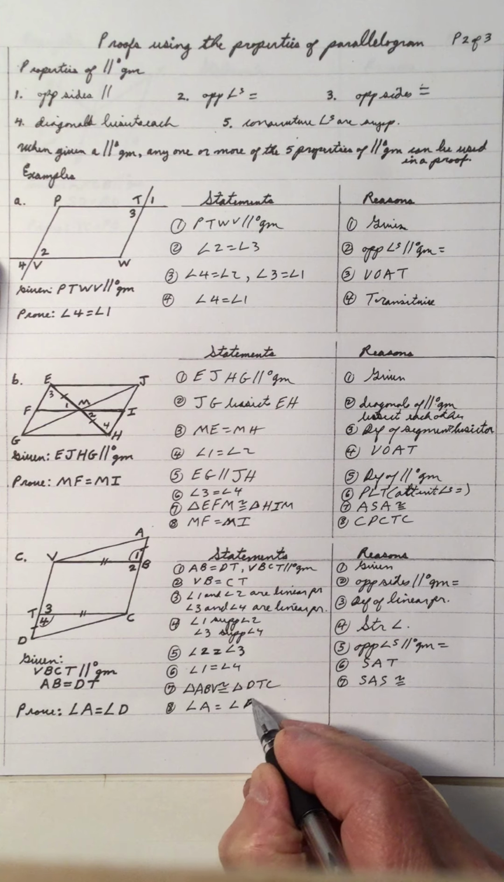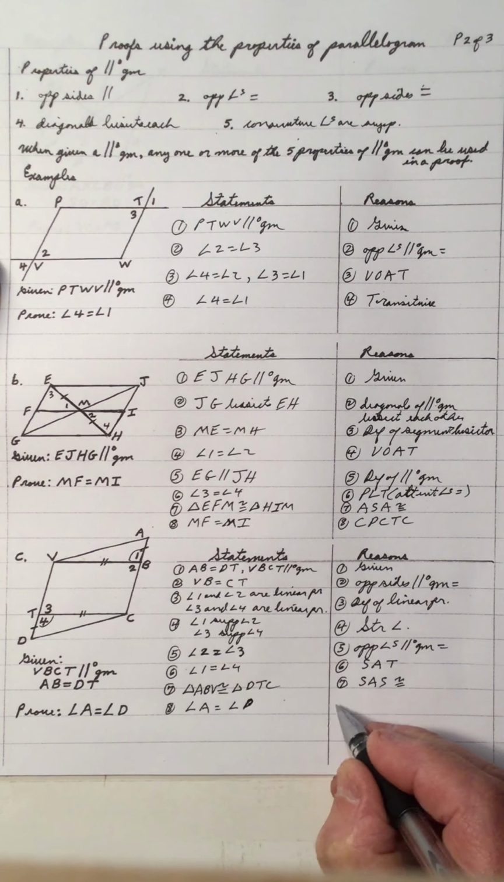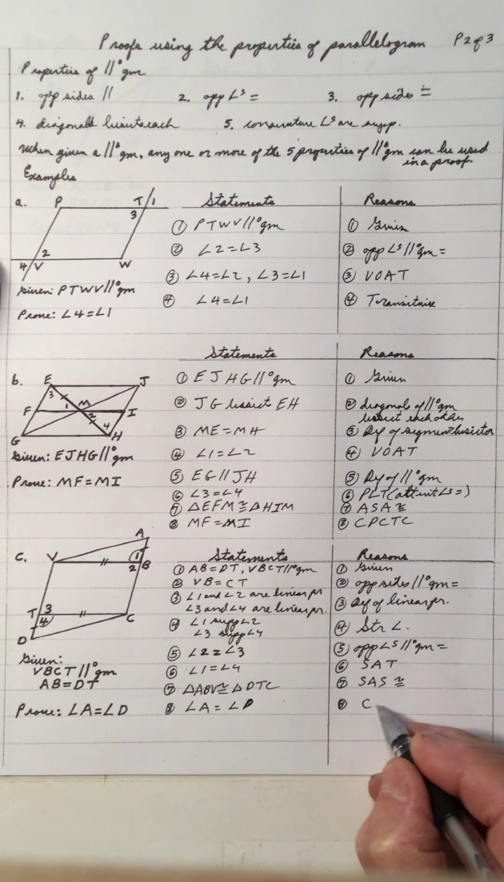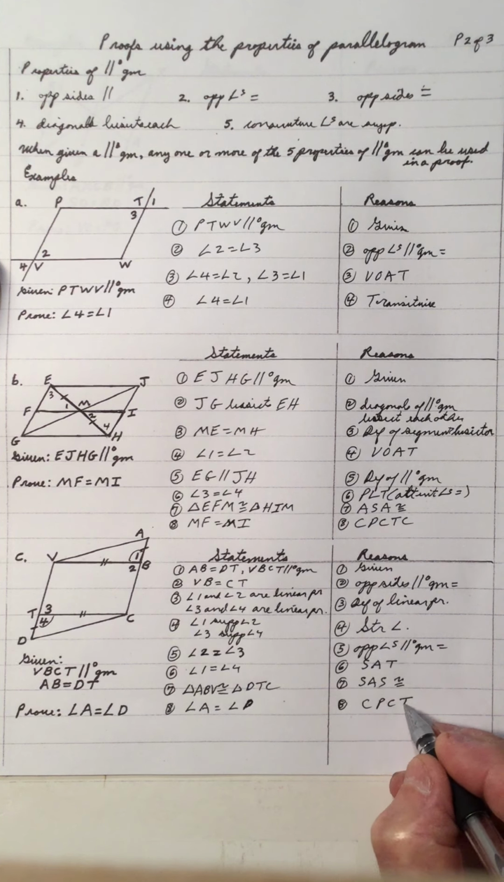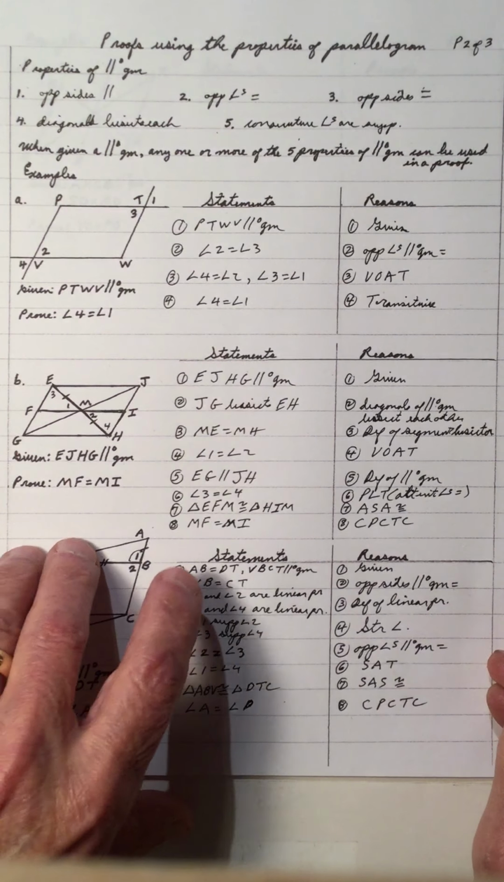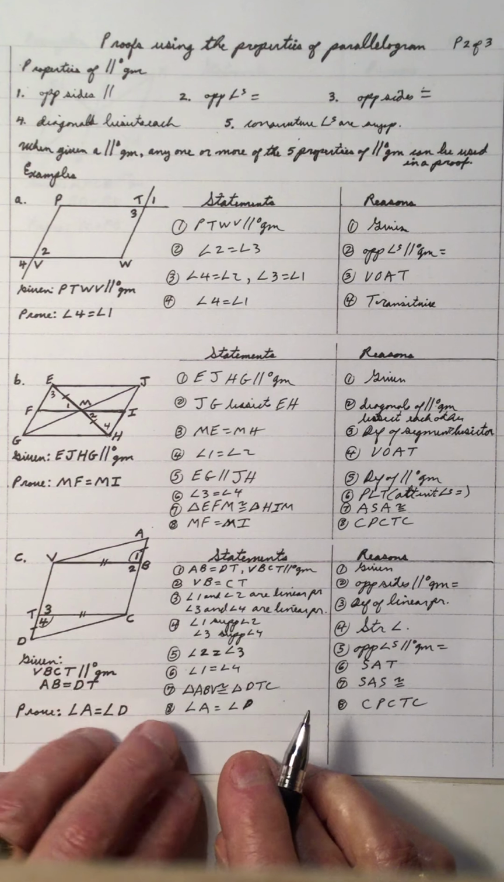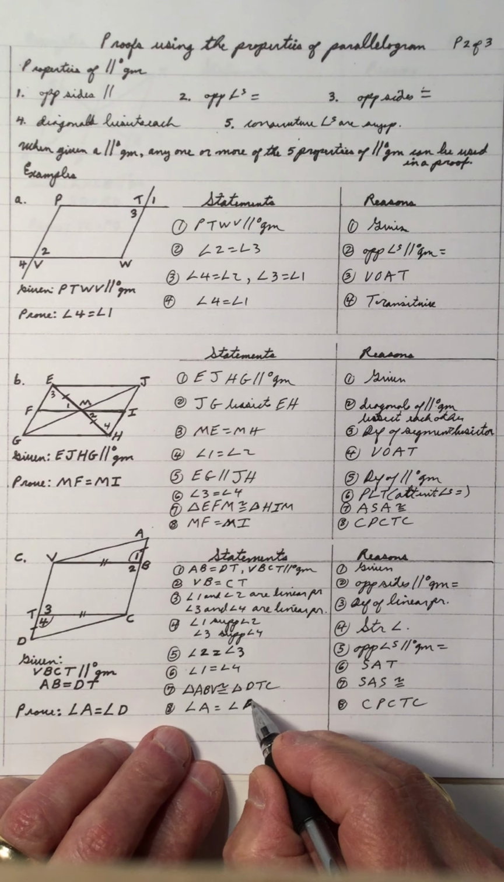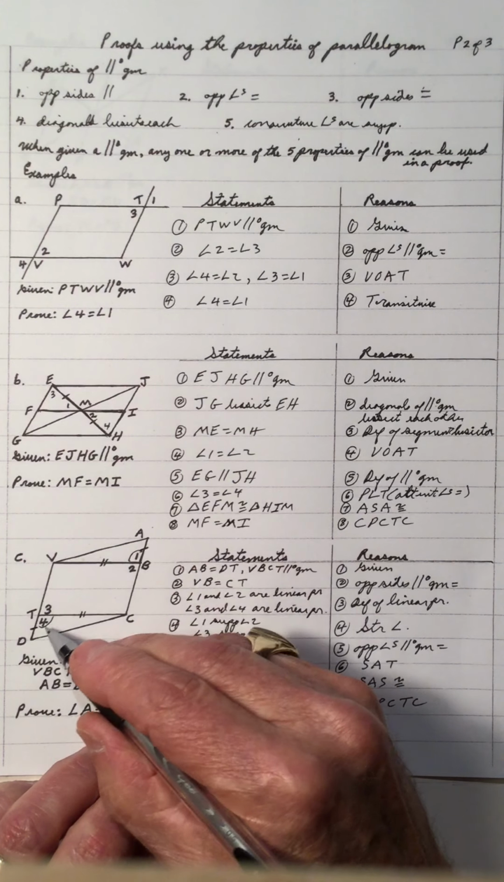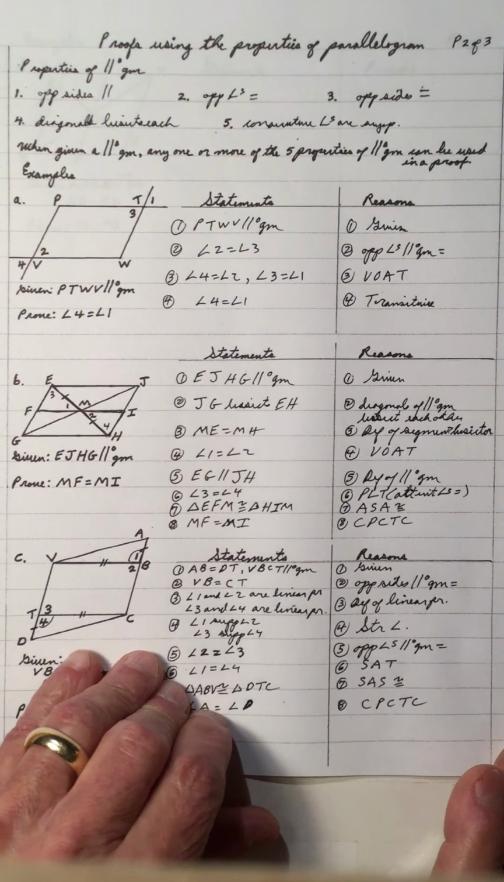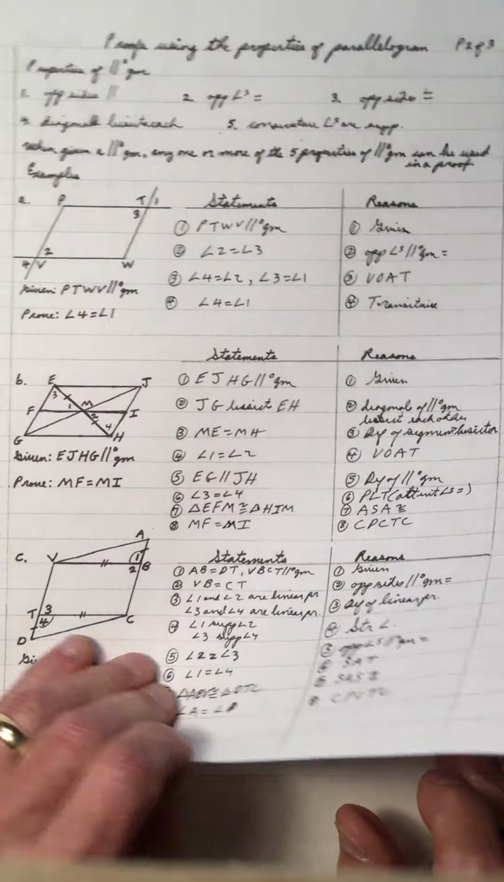Make that a D. And the reason for that is CPCTC. Corresponding parts of congruent triangles are congruent. So angle A is equal to angle D. That's a D there. Angle A is equal to angle D because of congruent triangles.